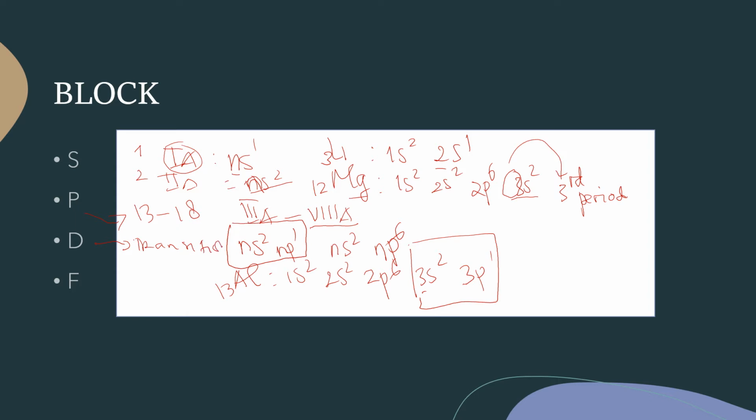Block D is the transition. So here the block D elements are group 3 until 12. Block F is the lanthanide and actinide series.